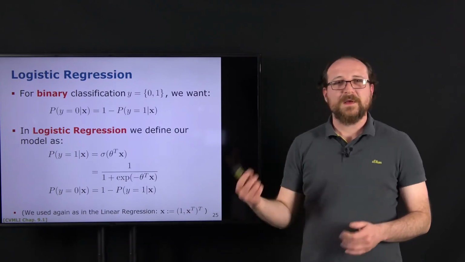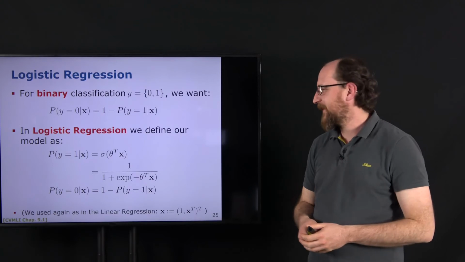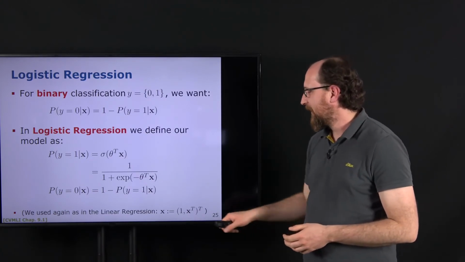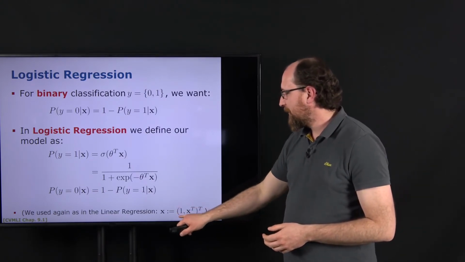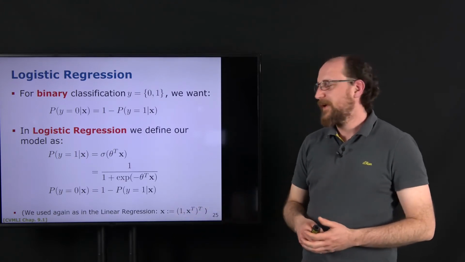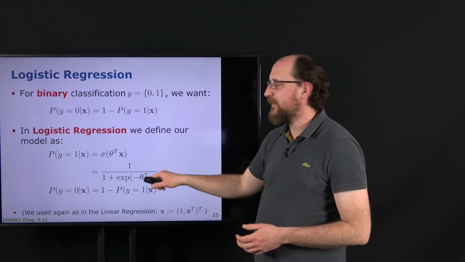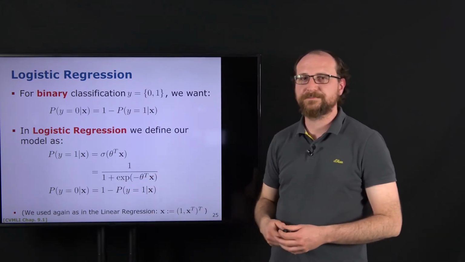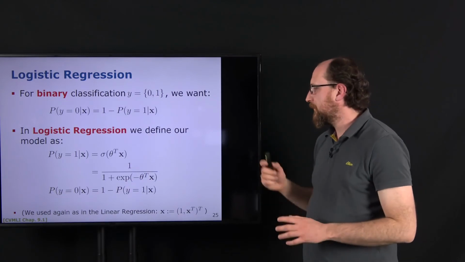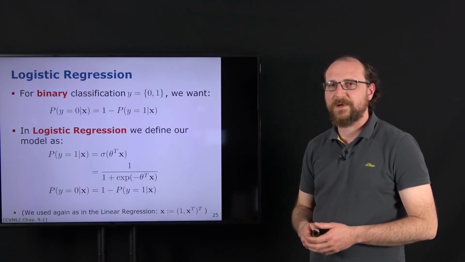You might remember from the linear regression part in the second lecture that we used the trick of including the bias by prepending a 1 in the beginning. Therefore we can now include the theta 0 that we had before in this term here. This makes the notation a little bit easier in the end.